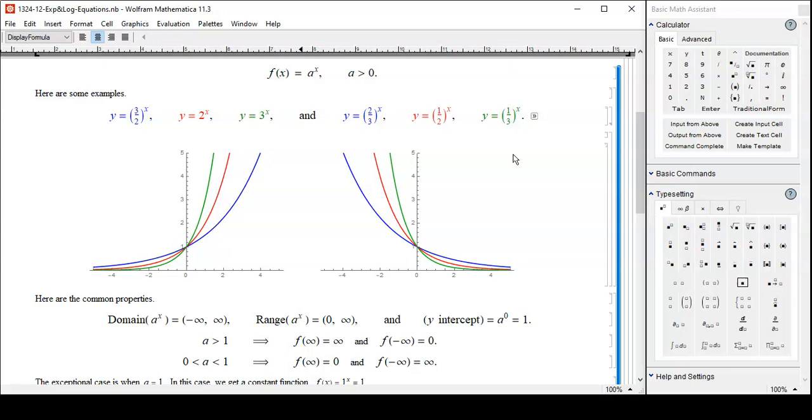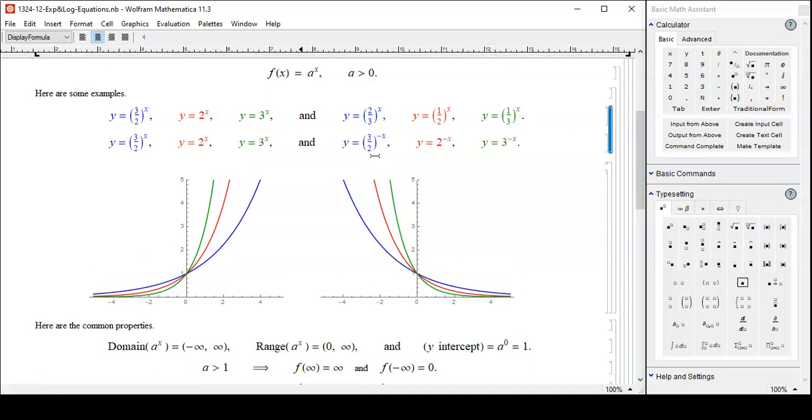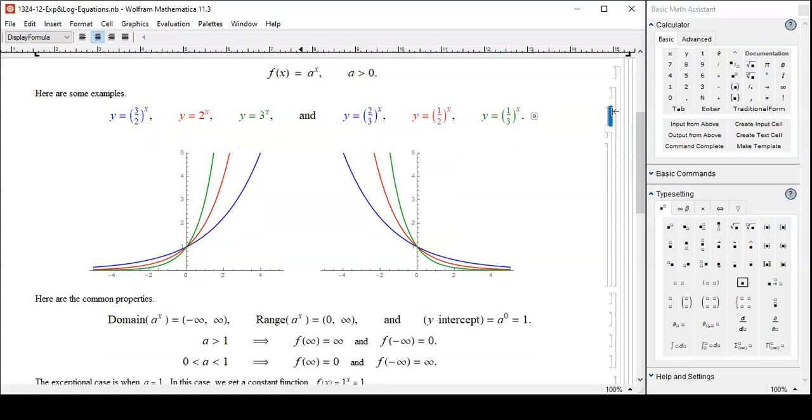And why do we have the symmetry, by the way? Those are related to these. The reciprocal to the x power can be rewritten as the original to the negative x power. So yes, we do have this symmetry with respect to the vertical line.